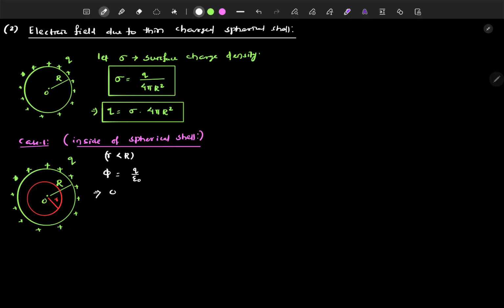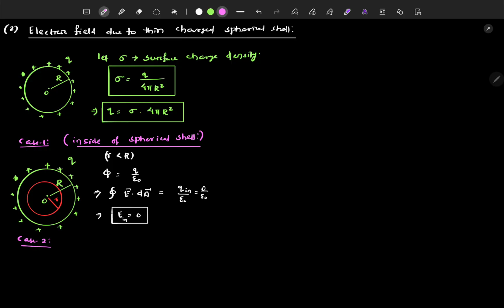Phi means closed integral E vector dot dA vector. That is your Q enclosed divided by epsilon naught. So here Q enclosed is 0, which implies we can write E is equal to 0 by epsilon naught. So E is equal to 0. Always remember, E inside is 0 in case of spherical shell. Next, come to outside of spherical shell, that is case 2.